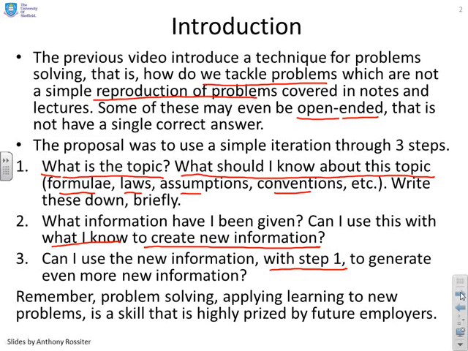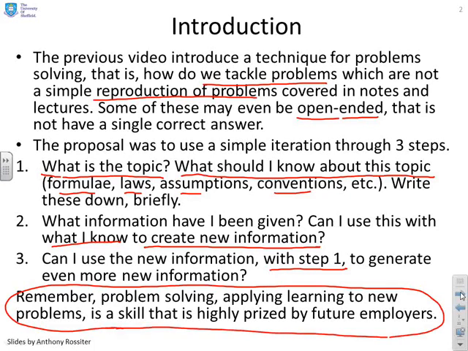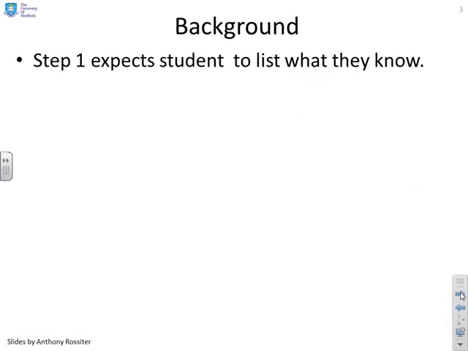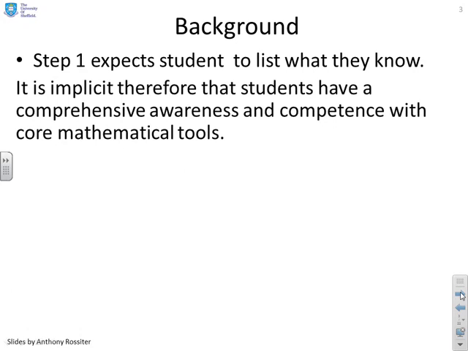Now, the most important thing from a student's perspective is that problem solving is the skill that is most prized by future employers. So it's important that you develop this skill. So some background. Remember, we're talking about mathematics here. So step 1 expects students to list what they know. It is implicit, therefore, that students have a comprehensive awareness and competence with core mathematical tools. You will not be able to do problem solving in mathematical areas if you don't know the basic maths.